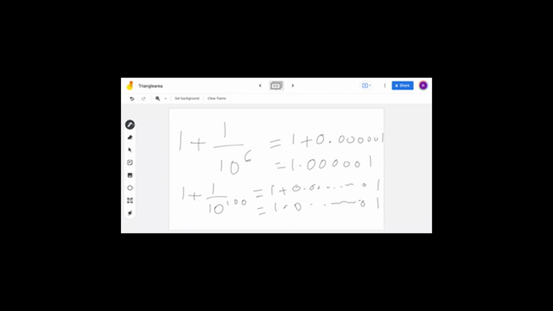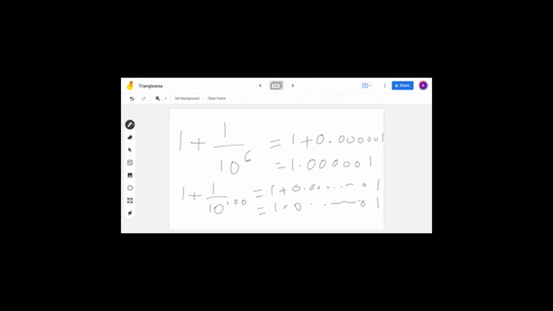Yes, sir, it is very close to 1. Very close to 1, sir. And what happens if I take 1 over 10 to the power 1000? Then will it become even more close to 1? Yes, sir. Sahana, do you see that? Do you understand that? Sir, I understood.